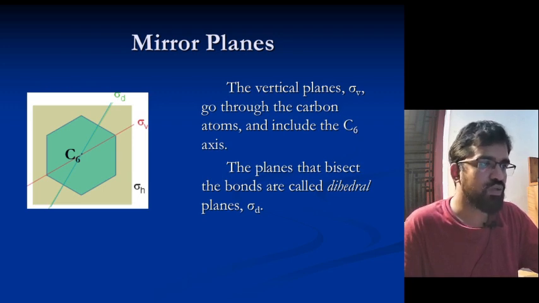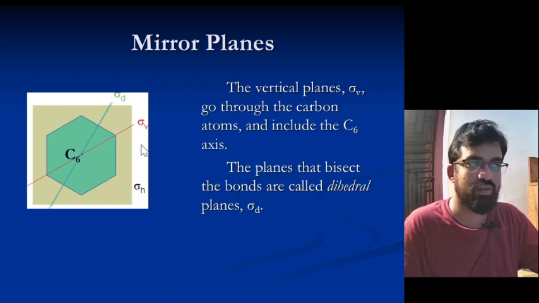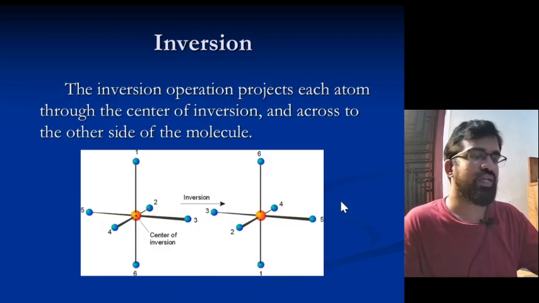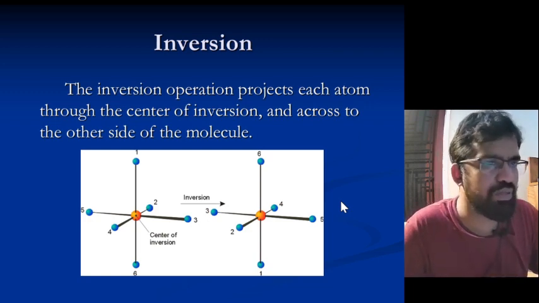So the vertical plane goes through the C6 axis, and the plane that bisects the angle is called the dihedral plane.